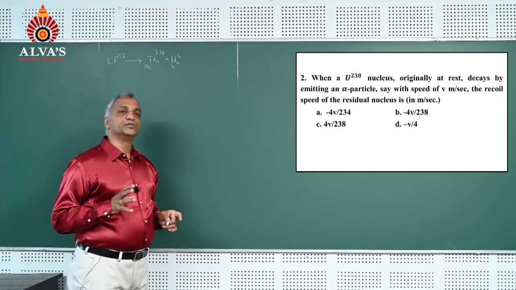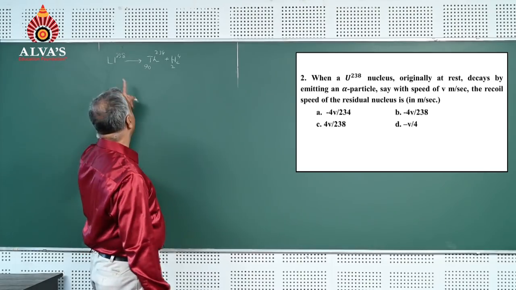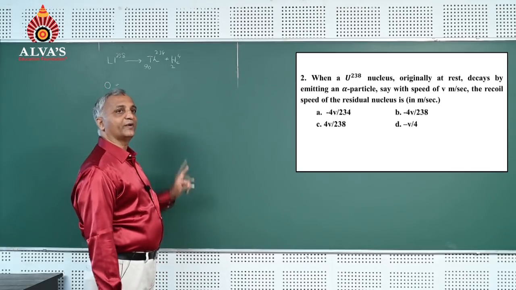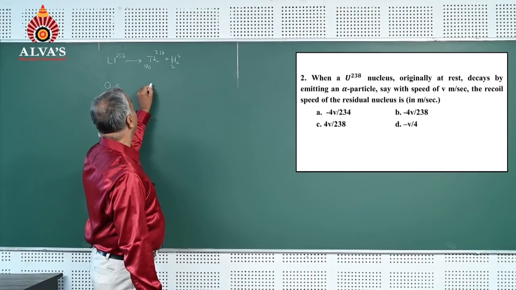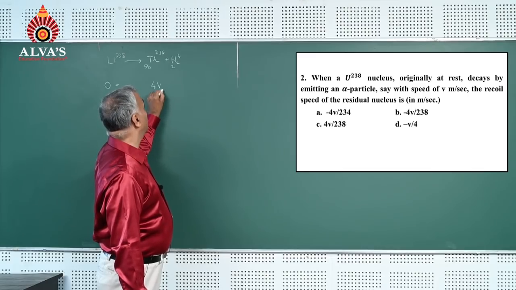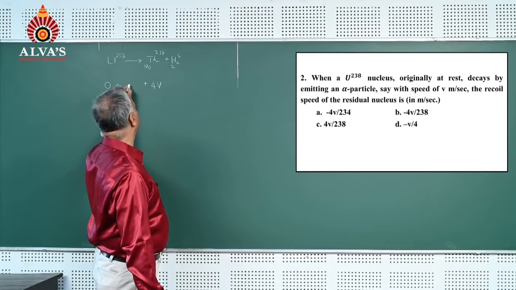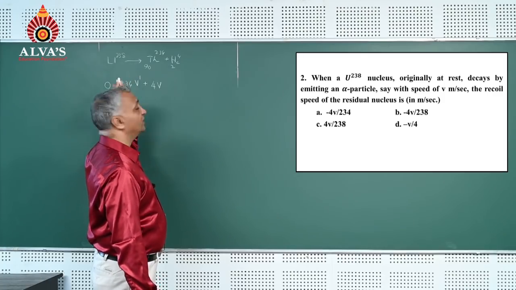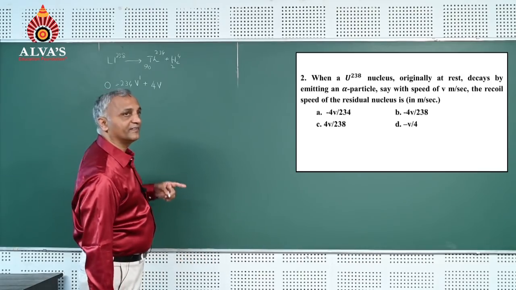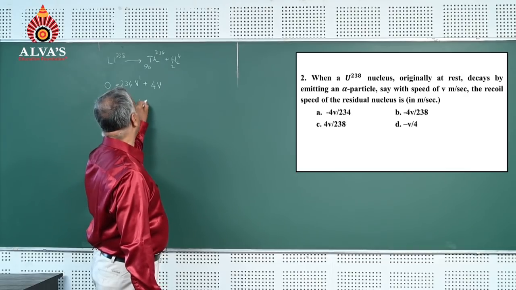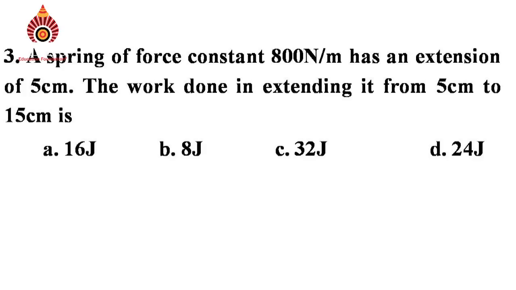For this, we have to use the conservation of momentum. Initially, this uranium was at rest, and that's why initial momentum is 0. That is equal to the final momentum. The helium nucleus is moving with velocity v, its mass is 4, so 4 into v, and for the thorium nucleus, whose velocity I want to find out, the mass is 234 and let me call its velocity v dash. So v dash will be equal to minus 4 into v divided by 234. So I'll go for option A itself.